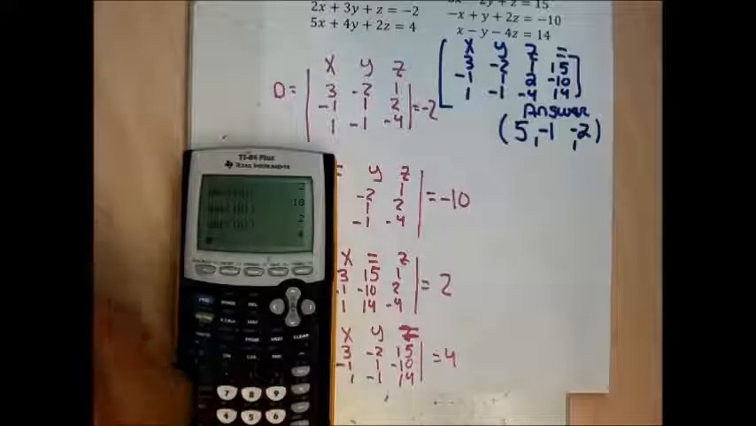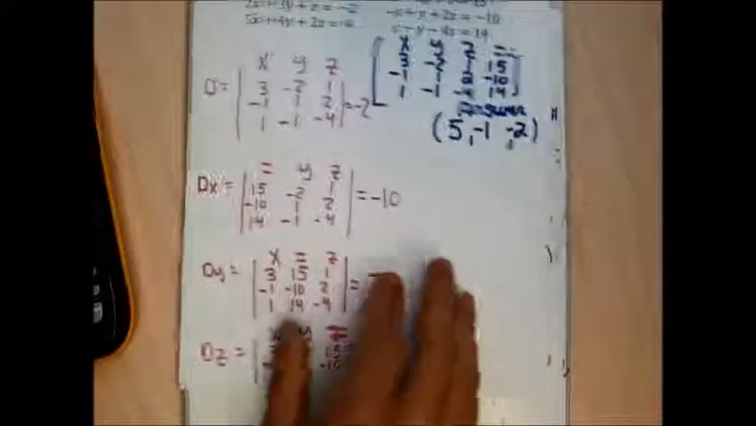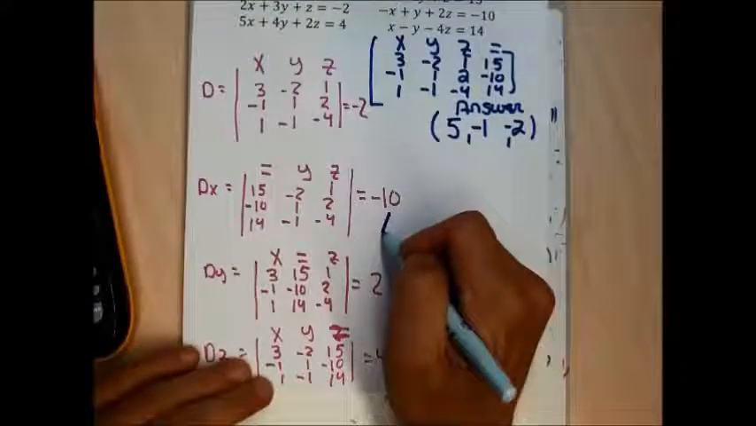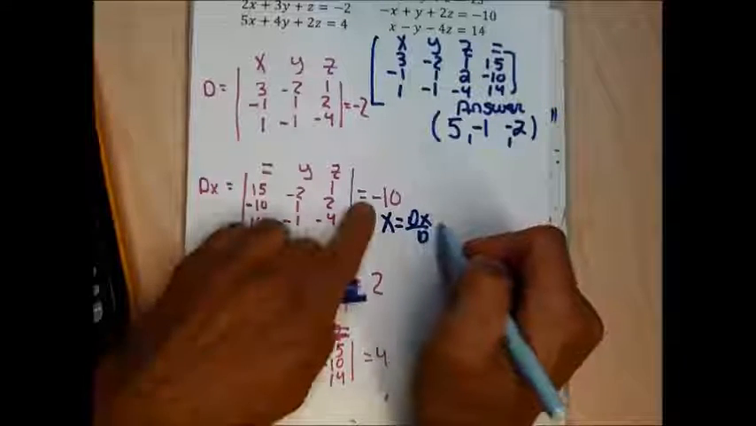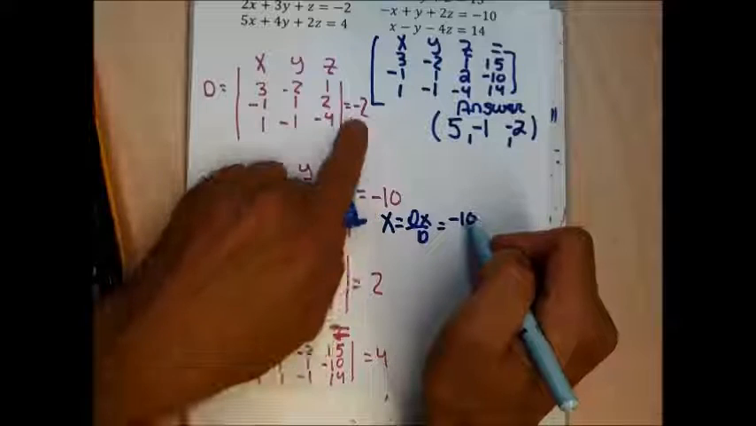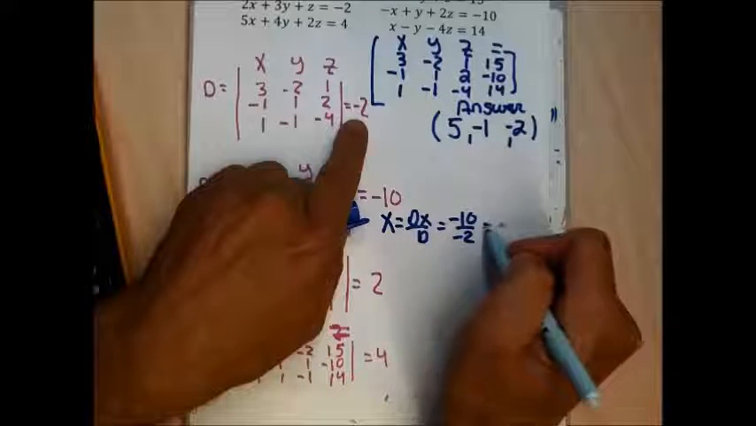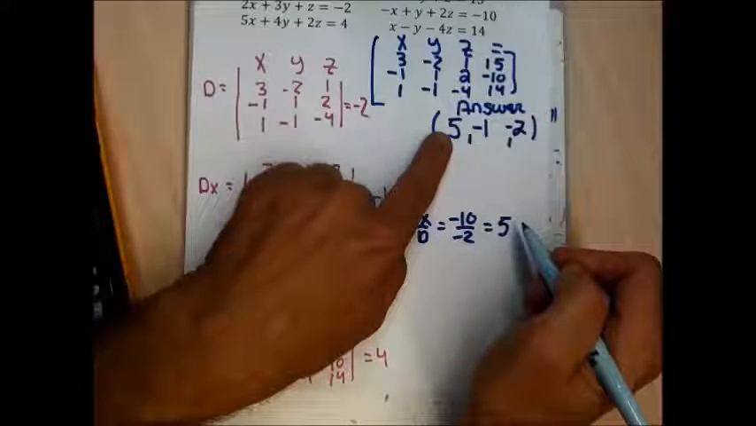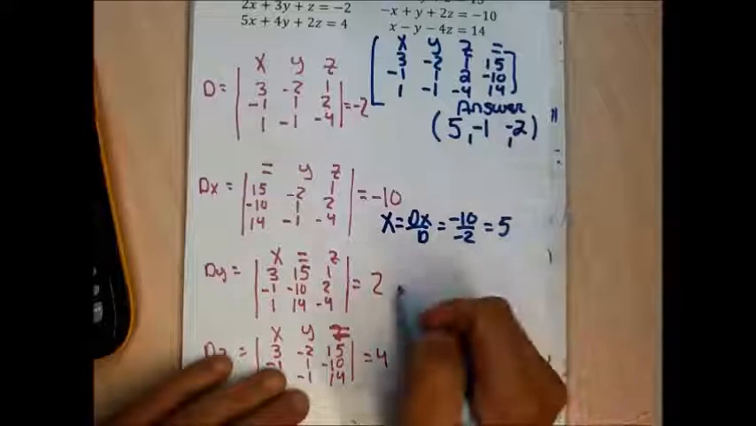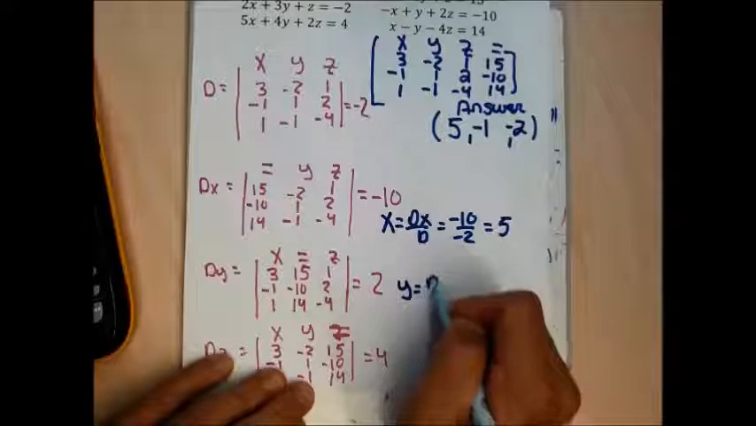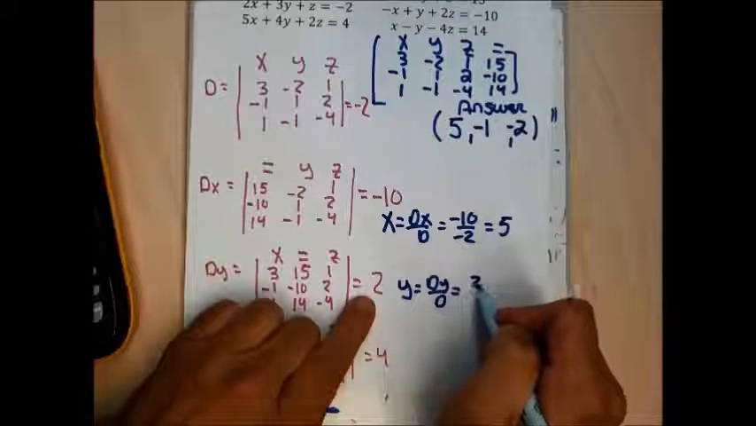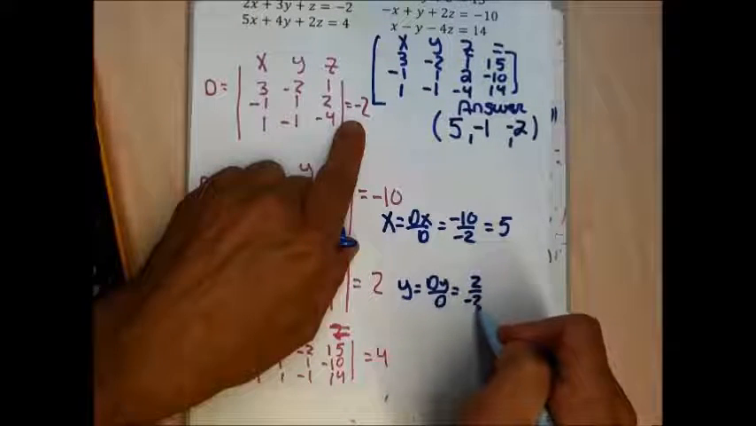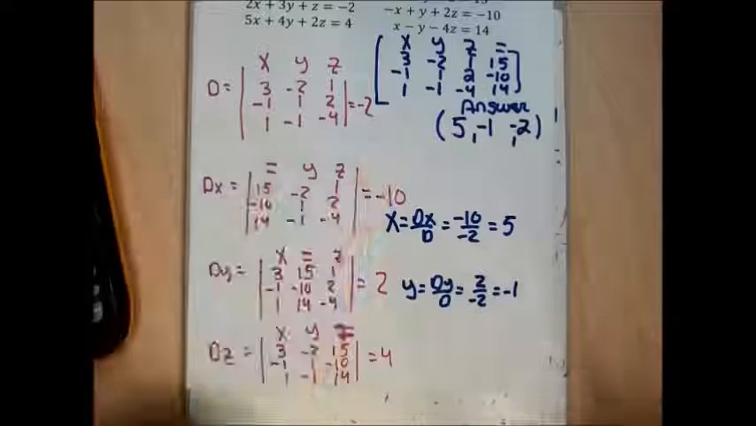Almost done. Now I need to get 3 answers. Same strategy. X is going to be D sub x over D. D sub x is negative 10. D is negative 2. Negative 10 divided by negative 2 is positive 5. There's my x. Y is D sub y divided by D. D sub y is 2. D is negative 2. 2 divided by negative 2 is negative 1.